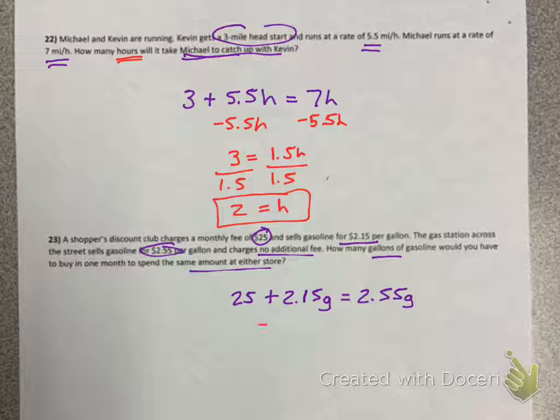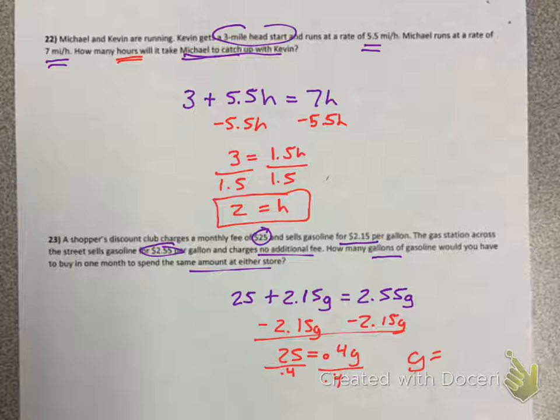So we start by subtracting 2.15G from both sides. So we've got 25 equals 0.4G. Then we're going to divide by 0.4. And we get that it's going to take 62.5 gallons for the prices to be the same.